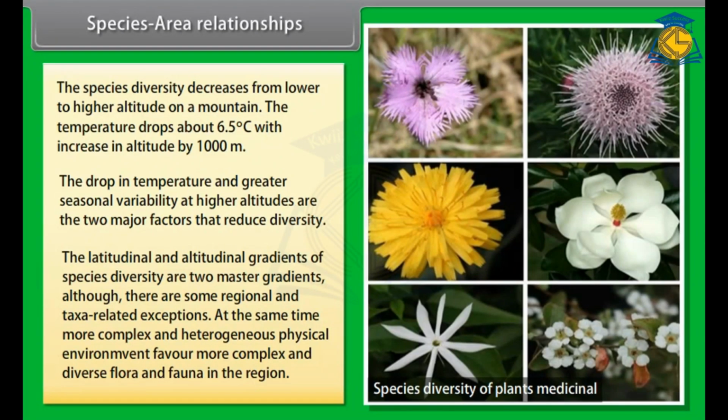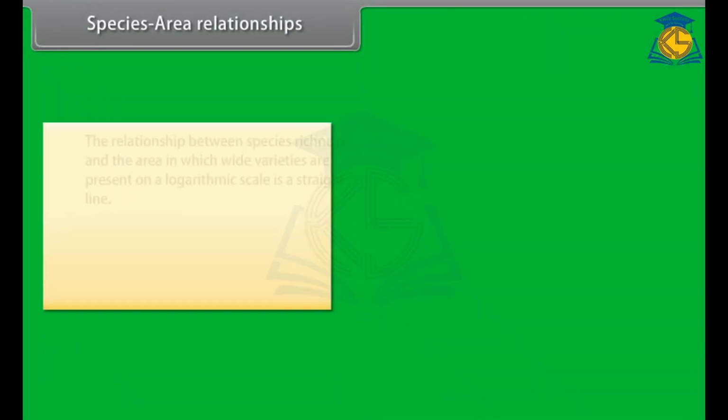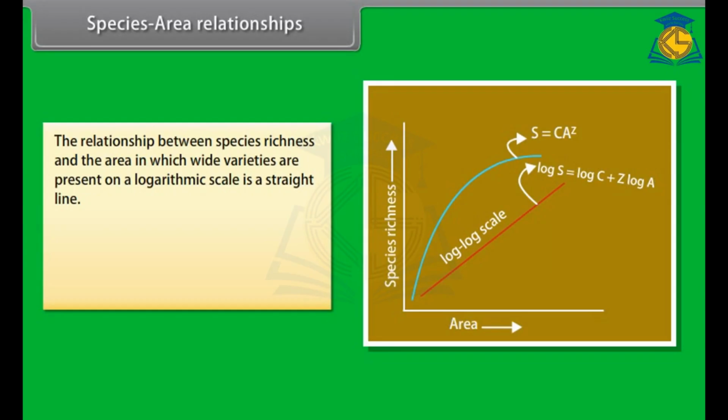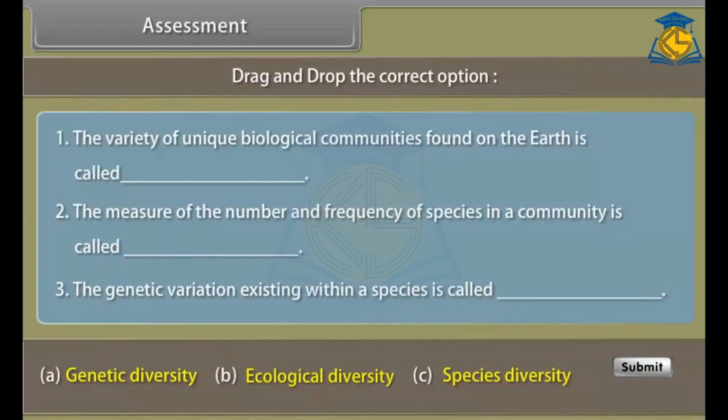At the same time, more complex and heterogeneous physical environments favor more complex and diverse flora and fauna in the region. The relationship between species richness and the area, in which wide varieties are present, on a logarithmic scale is a straight line. Log S is equal to log C plus Z log A, where Z is the slope of the line, C is the y-intercept.